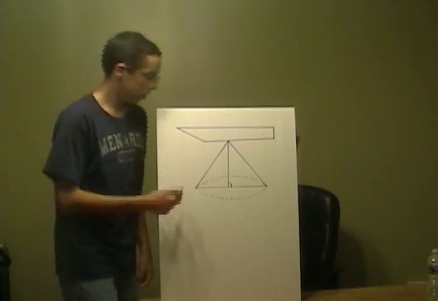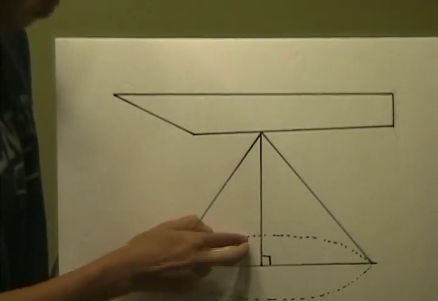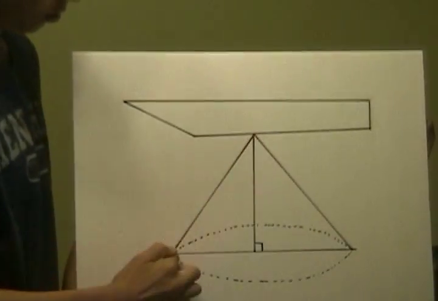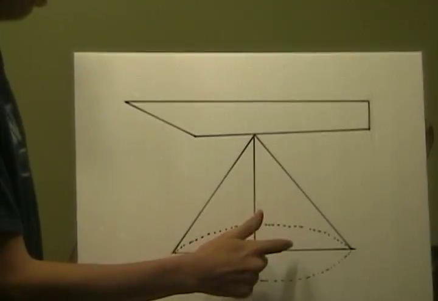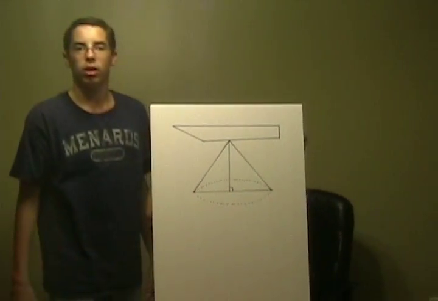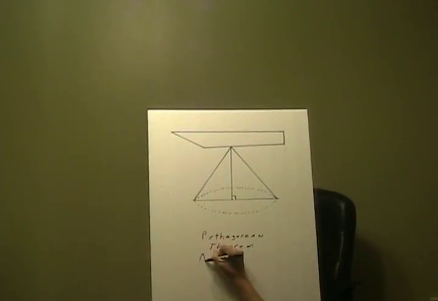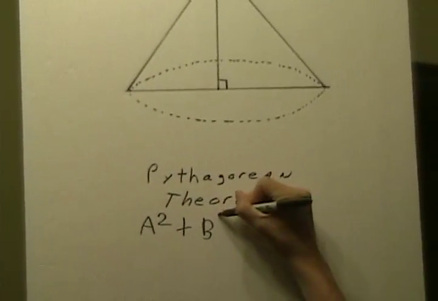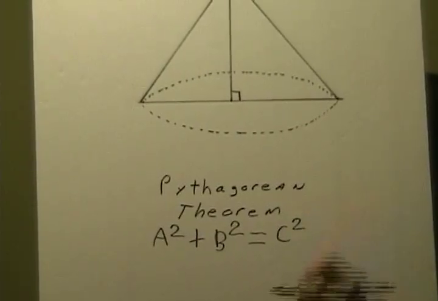Let's draw a picture. This is the boat. This represents how deep the water is. This represents the hose, the air hose. This is 90 degrees, and this is the search area. Wait, I've seen this before. It's the Pythagorean theorem. Pythagorean theorem. A squared plus B squared equals C squared.